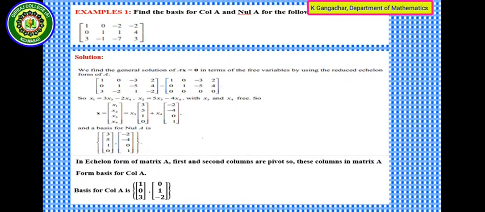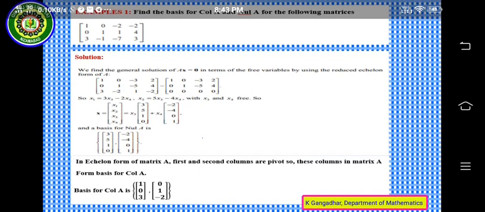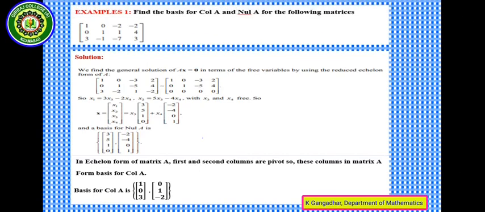So here the problem is: find the basis for Col A and Null A for the following matrices. Here the matrix is 1 0 3 0 1 minus 1 minus 2 1 minus 7 minus 2 4 3. So first, if we want the basis for Col A or Null A: the pivot columns form a basis for Col A, and the free columns or non-pivot columns form a basis for Null A.